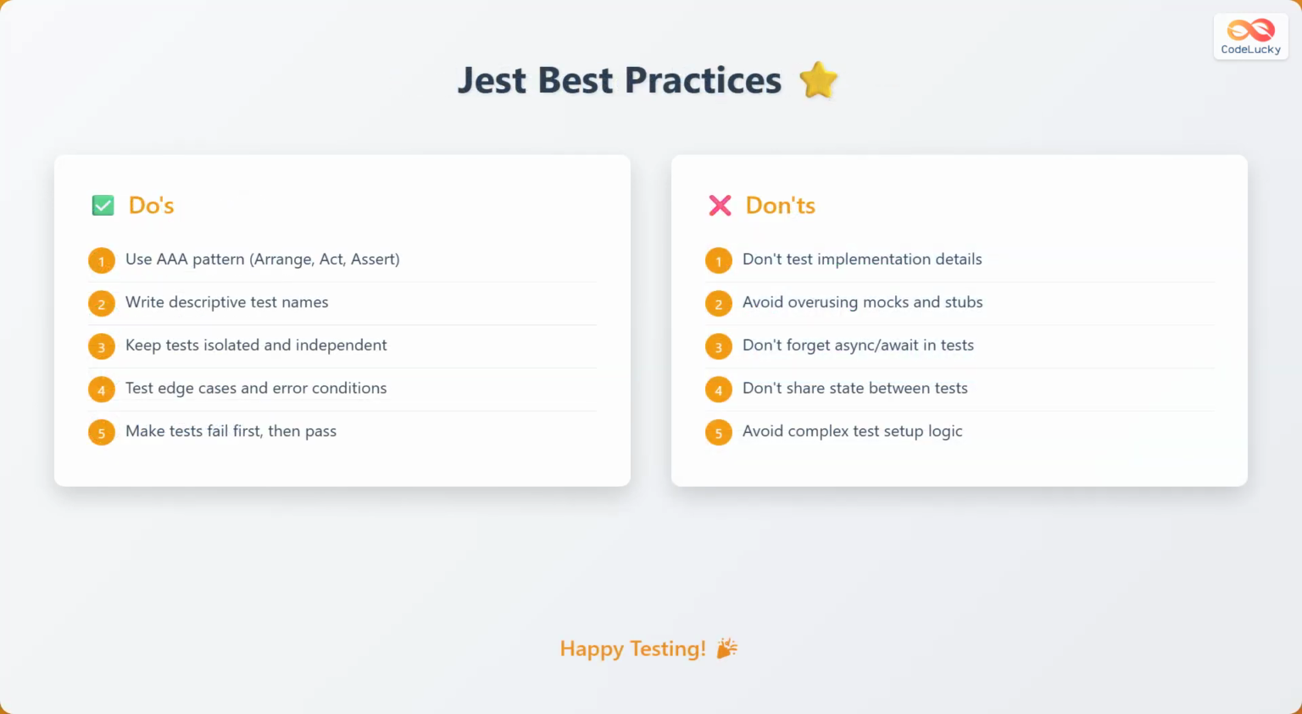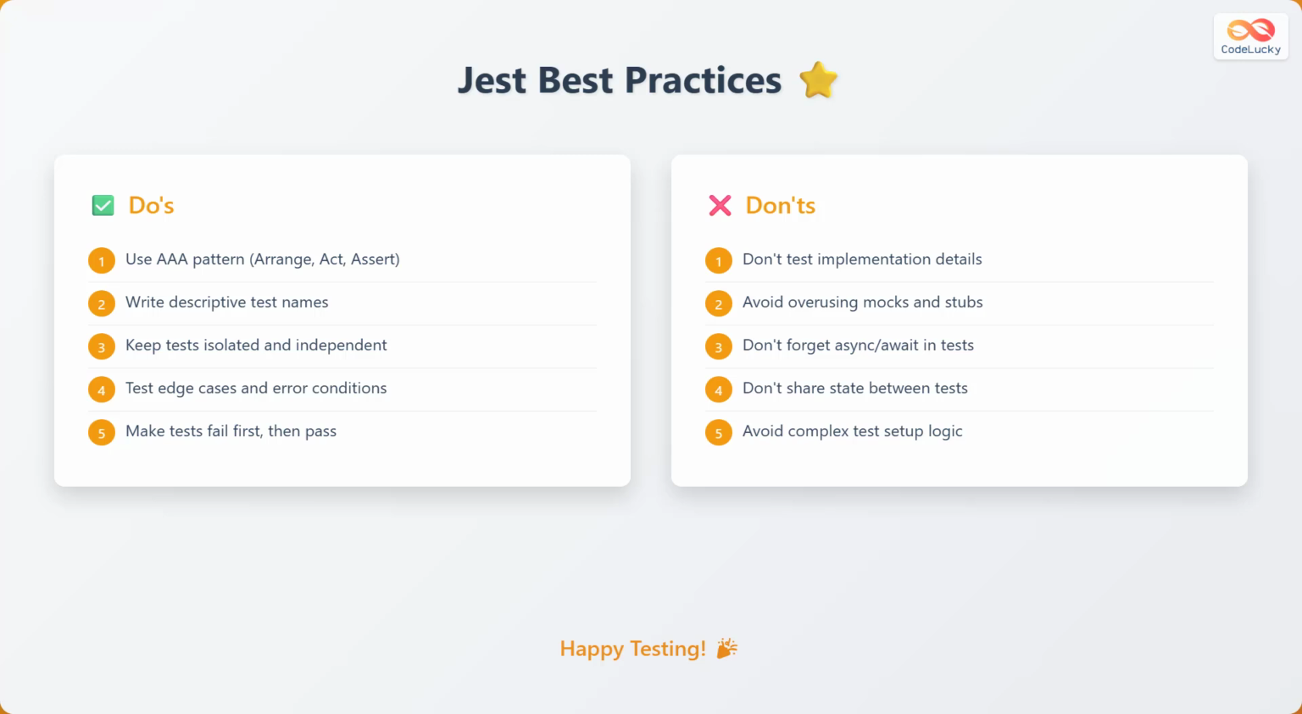Following best practices ensures your Jest tests are effective, maintainable, and reliable. Always use the AAA pattern. Arrange your test data and setup, act by calling the function or method being tested, and assert by checking the results. Write descriptive test names that clearly explain what is being tested and what the expected outcome should be. Keep tests isolated and independent so they don't affect each other and can run in any order. Test edge cases and error conditions, not just the happy path scenarios.